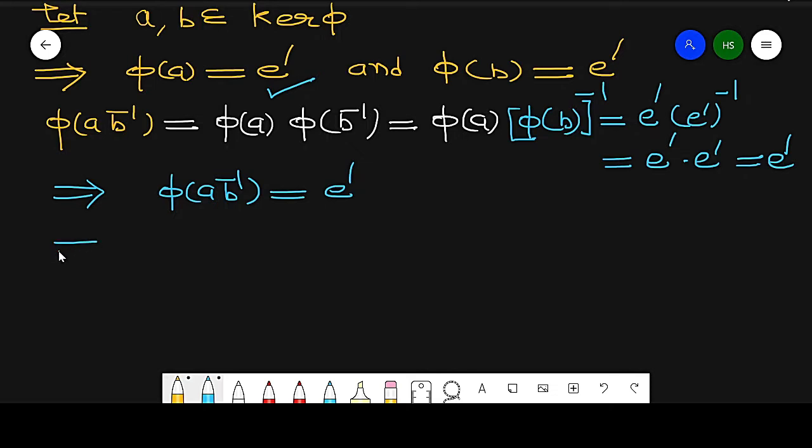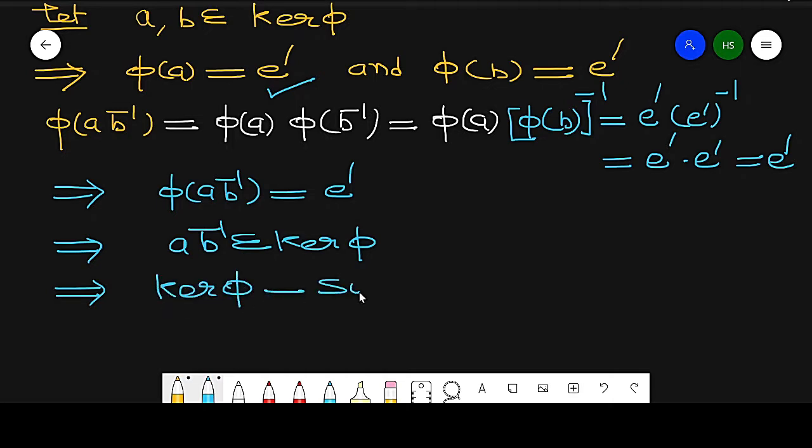So it implies AB inverse belongs to kernel of phi, which implies kernel of phi is a subgroup of group G. So remember this, it is a subgroup of group G.